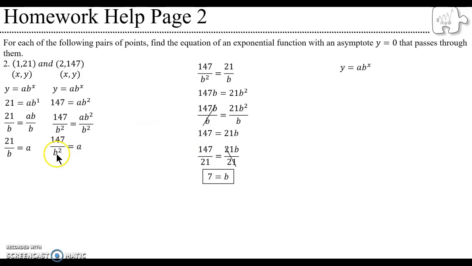Now we have two equations, right? Remember these two equations right here. We just pick one of them, the one that looks easiest, which to me is the one on the left. We're going to plug in 7 for b. So we get 21 over 7 equals a. 7 goes into 21 3 times. A equals 3, b equals 7. Plug it in here. We got our final answer.